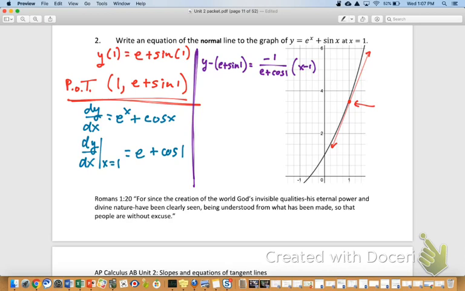Bless you. Say again? What is opposite reciprocal? Reciprocal means flip the fraction vertically. Opposite means change the sign from positive to negative or negative to positive. Originally it was a positive quantity, e plus cosine of 1. I just took whatever the result of that was and made it negative, and did the flip. Okay, that makes sense.